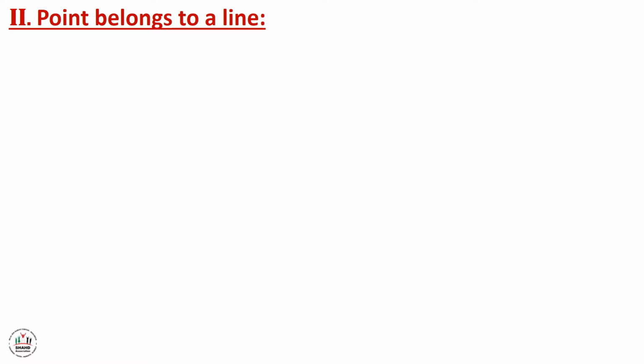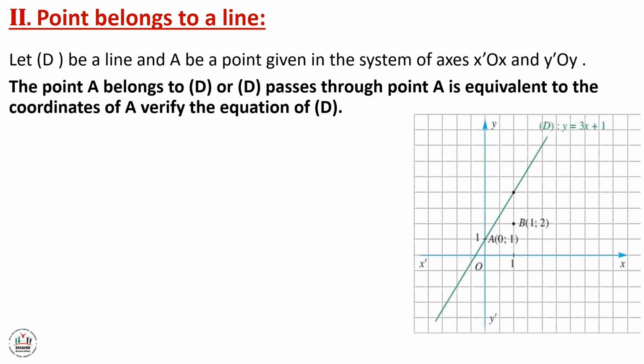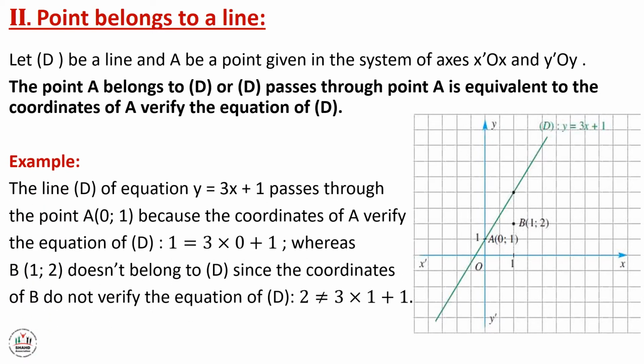Point belongs to a line. Let D be a line and A be a point given in the system of axes x prime o x and y prime o y. The point A belongs to D, or D passes through point A, is equivalent to the coordinates of A verifying the equation of line D. So if we have a line with equation y equals 3x plus 1 that passes through the point A(0, 1), then the coordinates of this point must admit a solution for this equation.